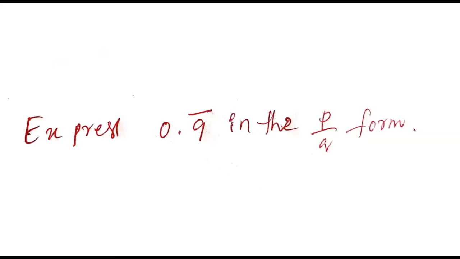x plus 0.9 bar. Same. x, right, everybody right. Start doing. Tell me answer. Express 0.9 bar in p by q form. Start doing. You can do same like previous sum, only one digit is repeating, so both are multiplied by 10. Same steps. Where there is a 6, write 9, enough.